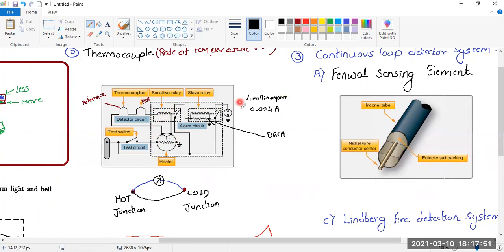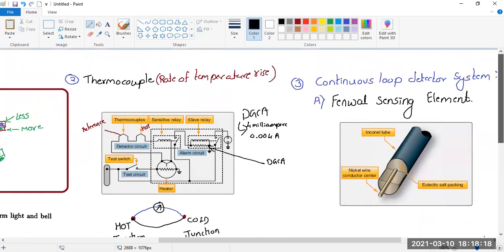And if the current value reaches 4 milliampere, this will energize the sensitive relay, making the contact. Contact made will energize the slave relay. Contact will be made, which sends the signal to the alarm circuit. Okay, to prevent the arcing at the contact, we have got the resistor. DGCA will ask you what is the function of this resistor, what is the value of this current. This is again a DGCA question. Okay, so there are two DGCA questions which are asked from the thermocouple.